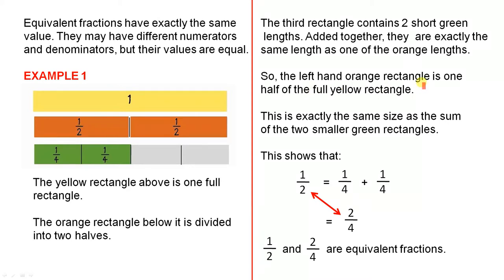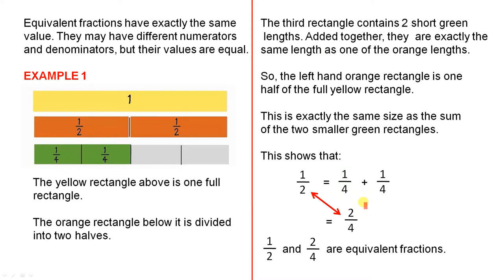So the left-hand orange rectangle is one half of the full yellow rectangle. That's easy to see. So this section here is one half of the yellow one. This is exactly the same size as the sum of the two smaller green rectangles. So those two smaller green rectangles are the same size as this one here. This shows that a half equals a quarter plus a quarter. So see that half there? That equals a quarter plus a quarter.